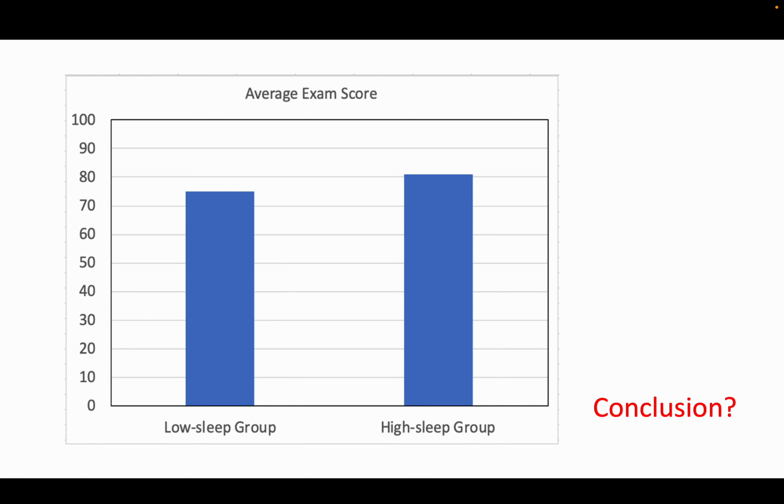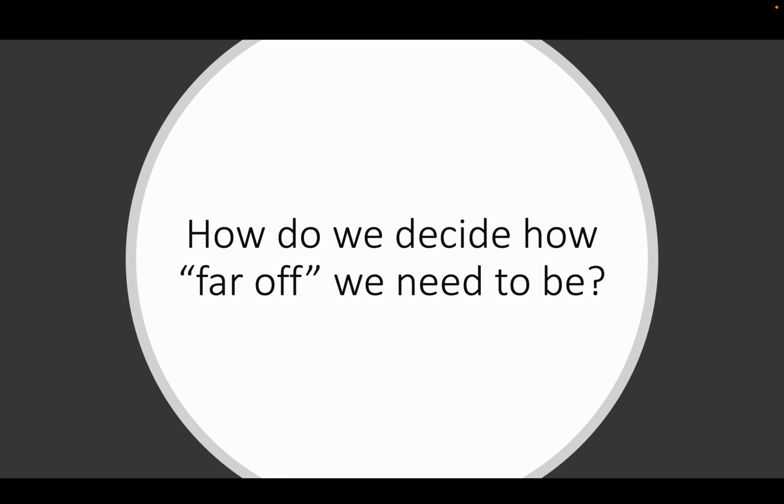And let's say I get this as my outcome. The low sleep group scores like a 75%, the high sleep group scores an 81%. So is that different enough for me to say, gosh, that's weird, I think sleep is doing something? Or is this just in the range of normal variation, right? How uncertain are we? That's where statistics come in. So let's decide how far off from our expectations we need to be in order to conclude that this really isn't just due to random noise or chance.